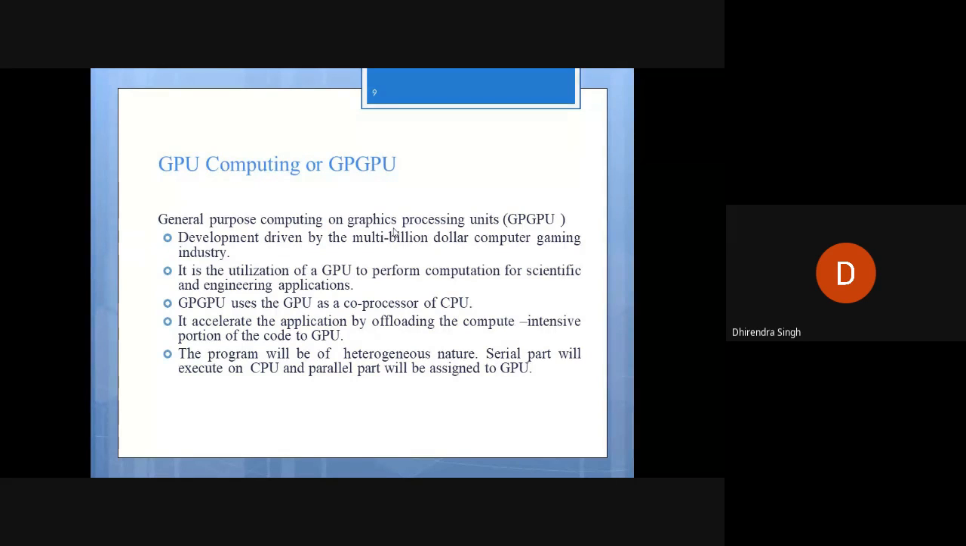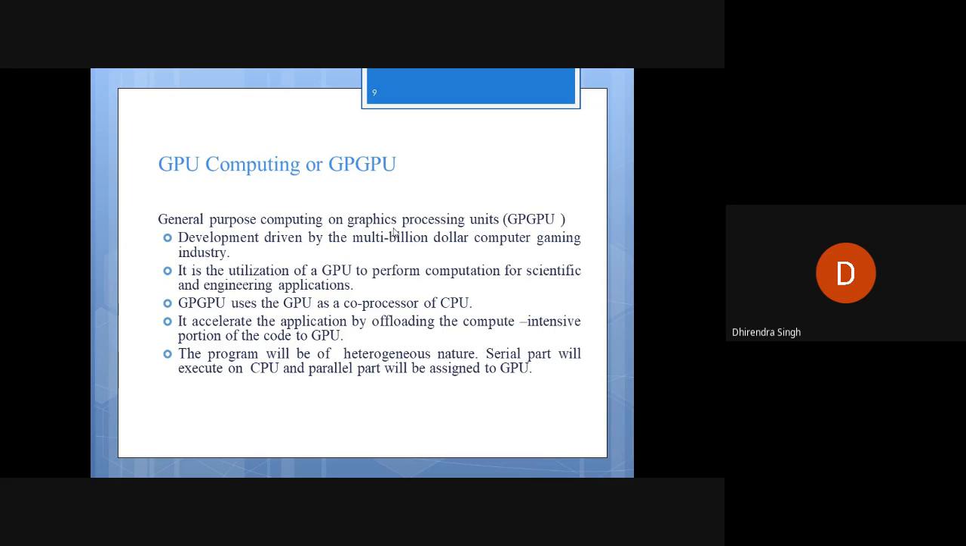So what is the GPU doing? It is the utilization of the GPU to perform computation for scientific and engineering applications. It uses the GPU as a co-processor of the CPU. As I have already told you, the GPU cannot replace the CPU. It always works as an accelerator with the CPU. What we do is, compute-intensive or repeated work is offloaded to the GPU, or assigned to the GPU to execute.